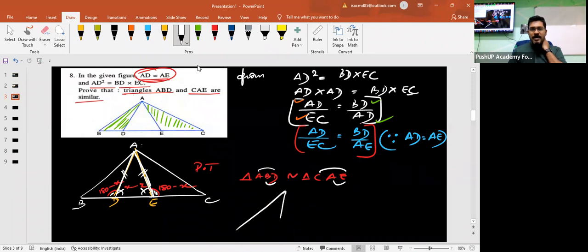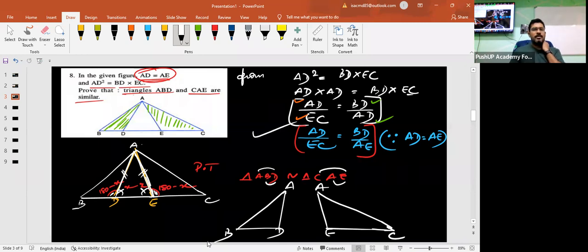Which was the first triangle? Triangle ADB. This was your first triangle ADB. Which was the second triangle? Triangle AEC. Now look at this data. AD. Where is AD? Over here. And where is EC? Over here. So what is it showing you? The ratios of two sides of both the triangles.